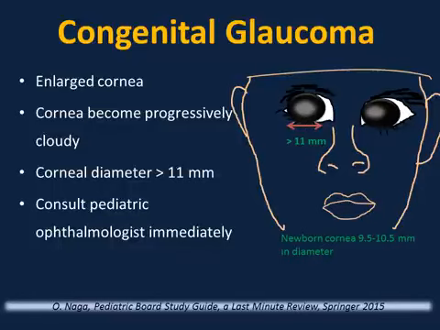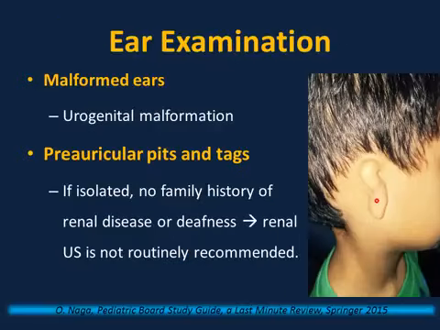Ear examination. Ear malformation is commonly associated with urogenital malformation. So it is very important to rule out renal anomalies or urogenital anomalies if you have an infant or newborn with microtia or malformation of the ears. This can be isolated, syndromic or non-syndromic.